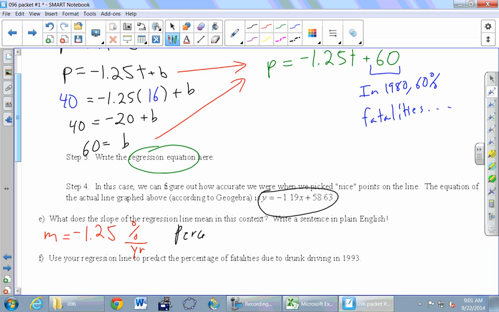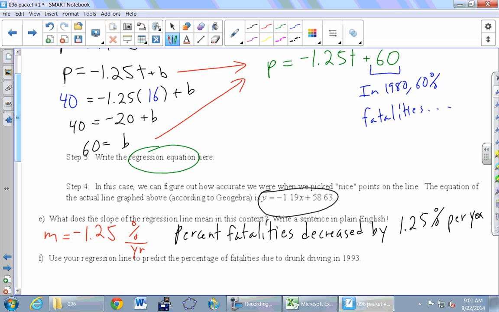Let's see, percent fatalities decreased by 1.25% per year. And again, your sentence doesn't have to be word for word like this, but it better say something about percent per year to indicate you understand what that means. Okay, and then F says use your regression line to predict the percent fatalities in 1993.